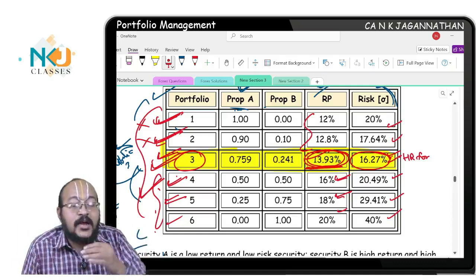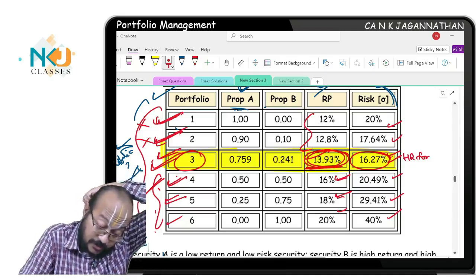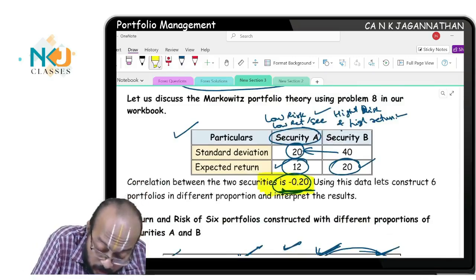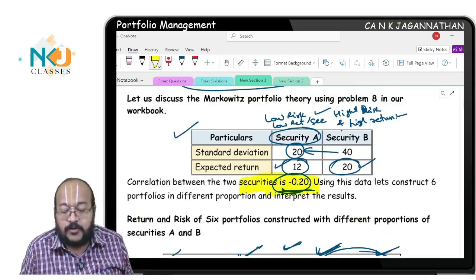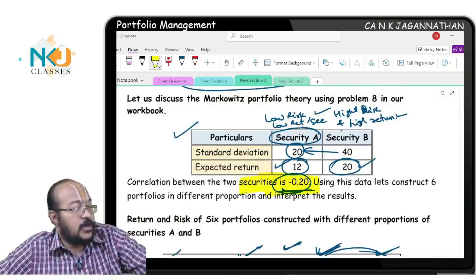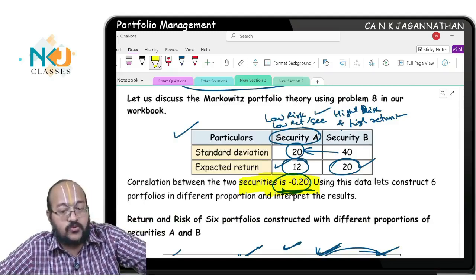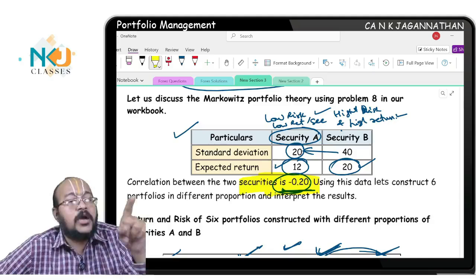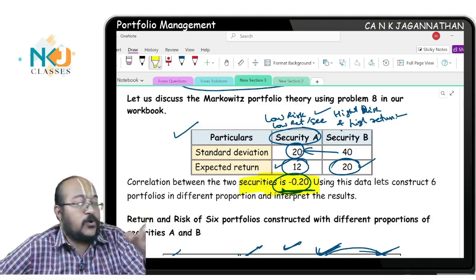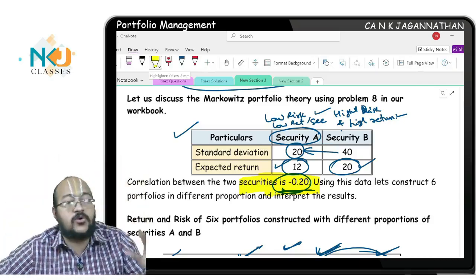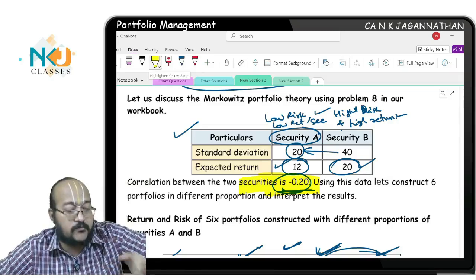Are you listening? What is the catch? Now you will understand the crux of the discussion. See what happens. In this question, the correlation given is minus 0.20 between these two securities. I told you a little earlier in the previous lecture, if you have not gone through it, please go through those lectures, the first part of portfolio management, to understand the basics. Then only you can understand these things. There I have told you, if correlation is perfect negative, meaning -1, you can even bring portfolio risk to 0 by investing your money in appropriate proportion.